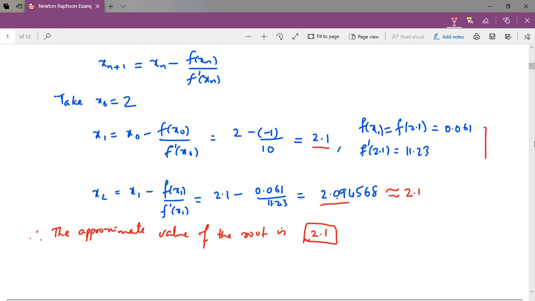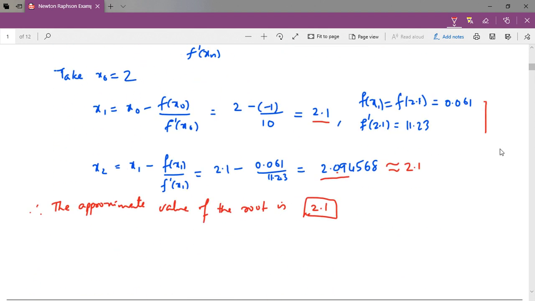Newton-Raphson method takes much time, but gives the value of the approximate root in fewer steps. That is, it takes fewer steps than the iteration as well as the bisection method. So that you need to remember. Okay, so now let us move to the next problem.